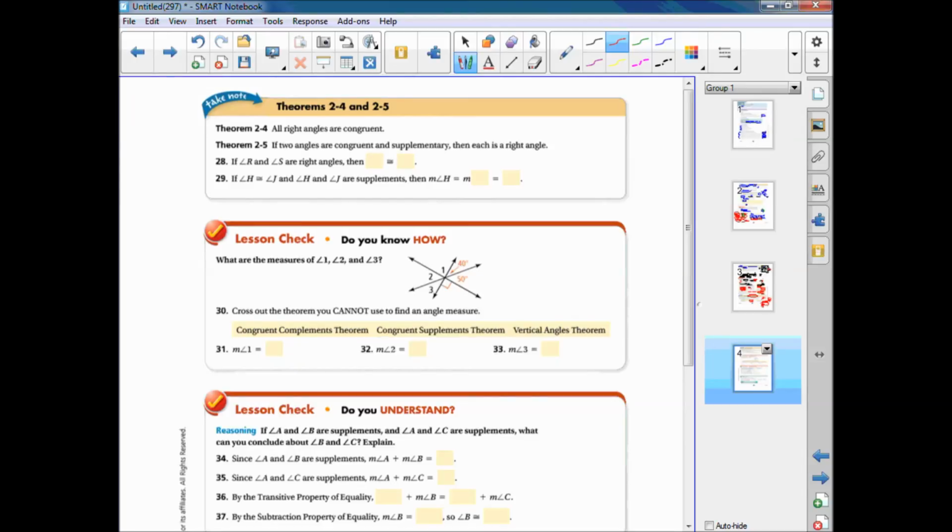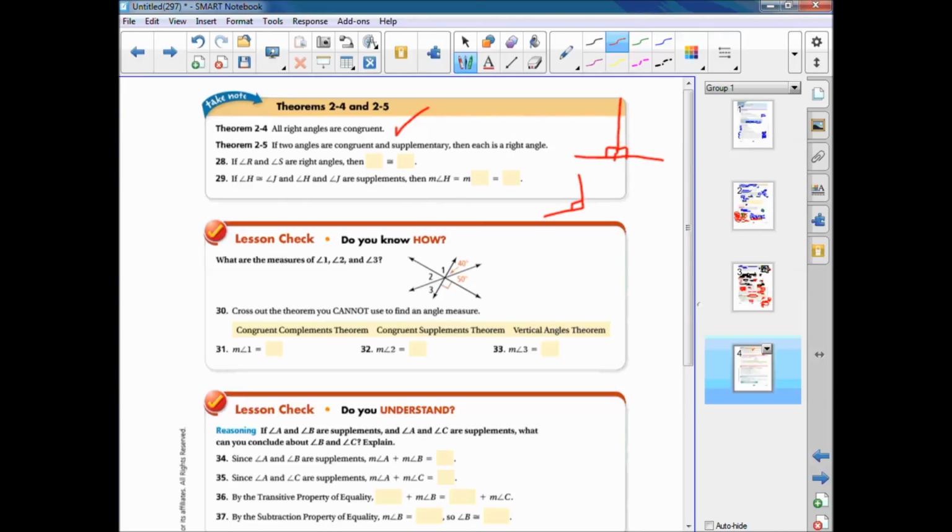Theorem 2.4, all right angles are congruent. That makes sense. If it's a right angle, it measures 90, and all measures of that 90 should be the same. And if two angles are congruent and supplementary, then each one is a right angle. So if they're congruent and supplementary, so we have two angles, and we want them to be congruent and supplementary. So let's draw them as a linear pair first. If they're congruent, then they both have to be 90, so they could add up to 180.